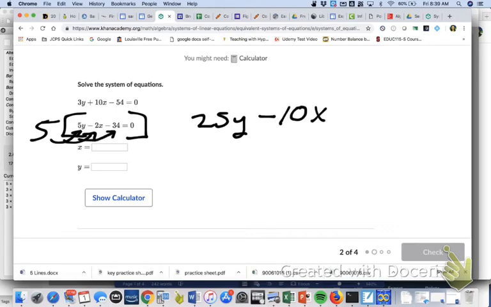5 times -34 is -170. And notice I have just made a mistake. Okay, I want to point this out to you. The way this problem is set up, they kind of tricked you a little bit.